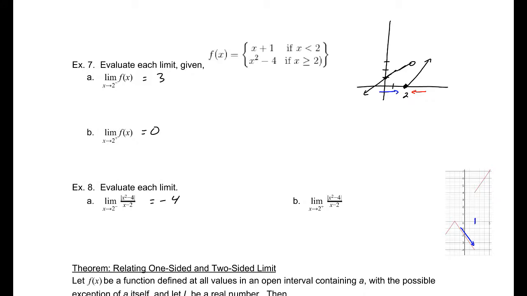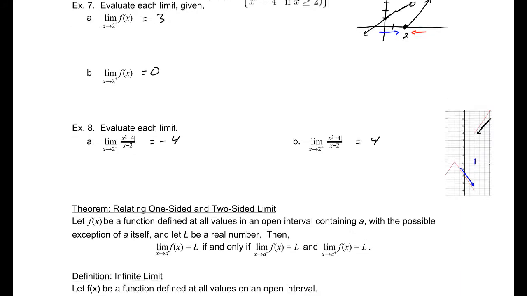However, if we come from the right, those y values approach positive 4. And again, if those were the same, then we would say our limit exists overall. And that is where this theorem comes in.